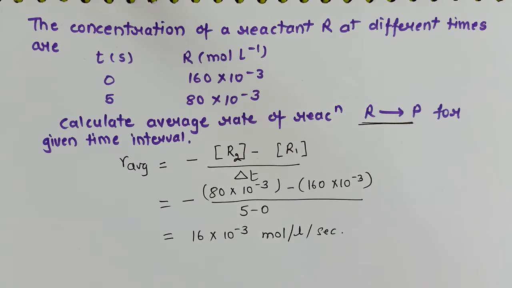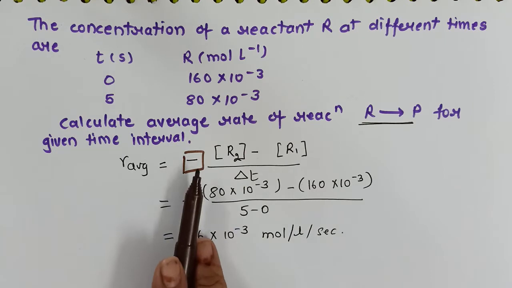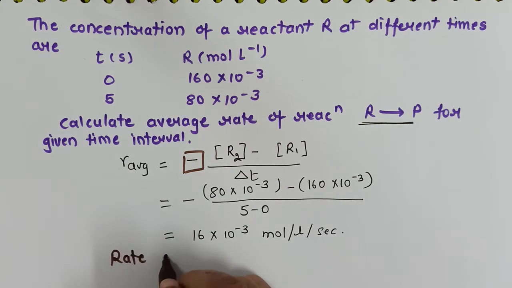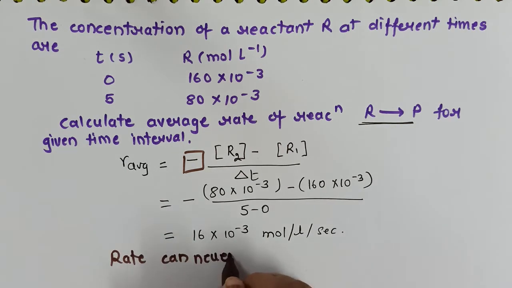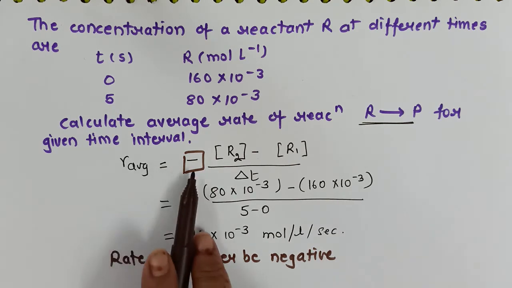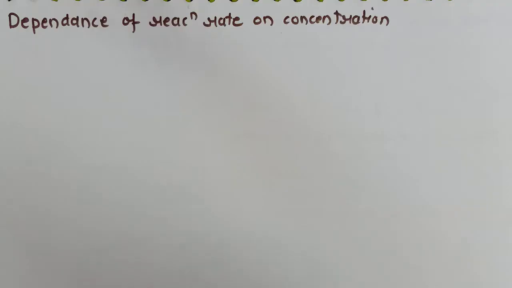Now here is the importance of the negative sign. Had we not used the negative sign, the rate would have come out negative. Remember one thing, the rate can never be negative. And therefore, when we use the minus sign for calculating the change in the concentration of reactant, the final answer of the rate we get is positive. The minus sign also indicates that there is a decrease in the concentration of the reactant.